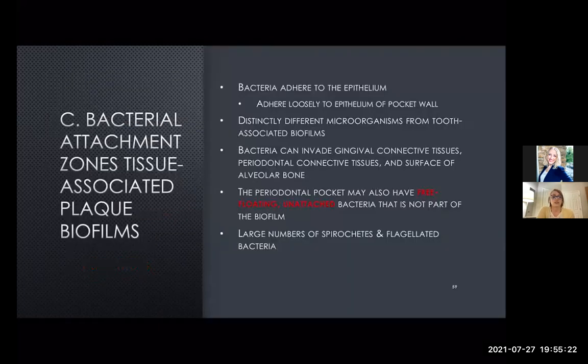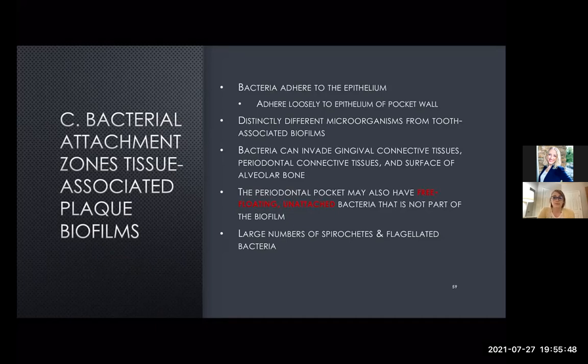Now, tissue-associated plaque biofilms. This is where the bacteria adhere to the epithelium, and it's very loosely attached. These are very different from the tooth-associated biofilms. But basically, this is what invades the connective tissues, the gingival tissues, the periodontal tissues, and the surface of the alveolar bone.